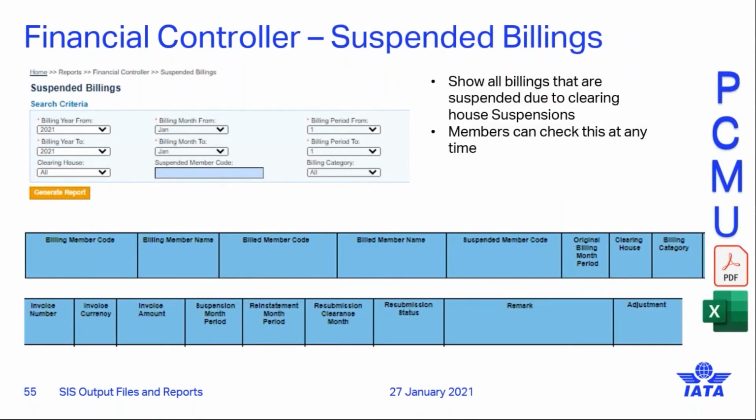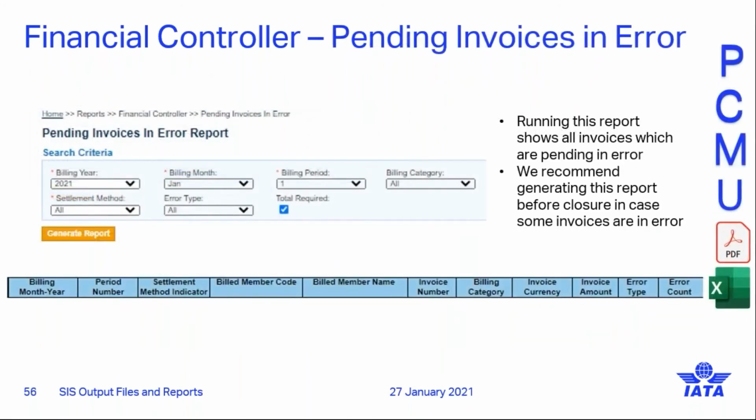Continuing on, we take a look at suspended billings. Here, this report shows all billings that are suspended due to clearinghouse suspensions that members can check at any time. This is a fantastic tool for insight and is available in PDF and Excel to download.